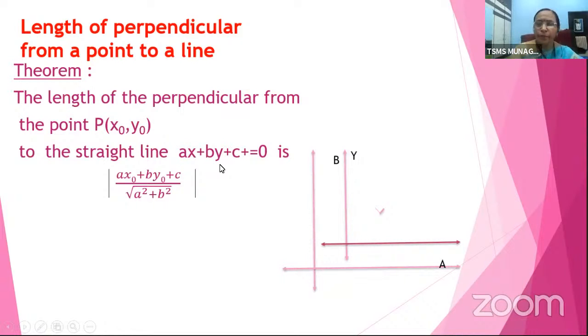Now, how do we go with the proof? The proof is also something important which you have to learn for your IPE. See, there is a line like this, which is intersecting the coordinate axes. Now, what is it that we require? We require the length of the perpendicular from a point P of x naught, y naught to the straight line AB here. Now, this length of perpendicular, let me translate and take it from the point to the origin.